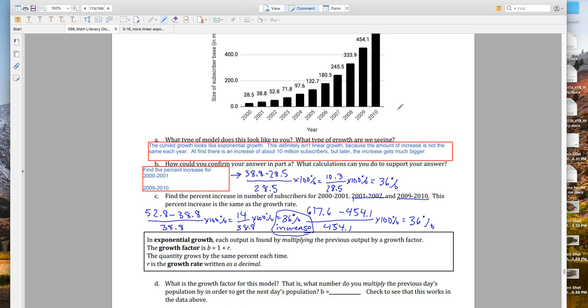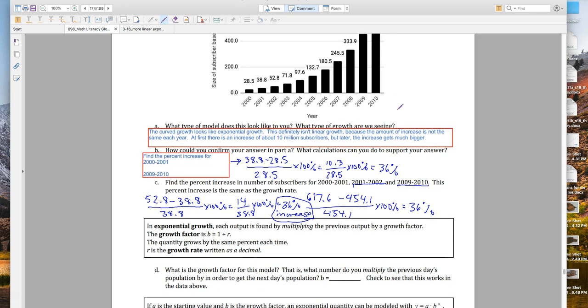When you have this situation, then we can talk about the growth factor and the growth rate. In exponential growth, each output is found by multiplying the previous output by a growth factor. The growth factor is b equals 1 plus r.